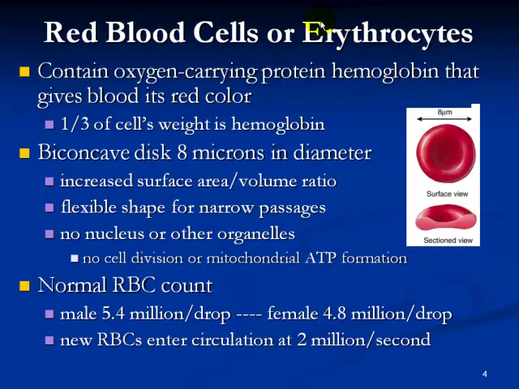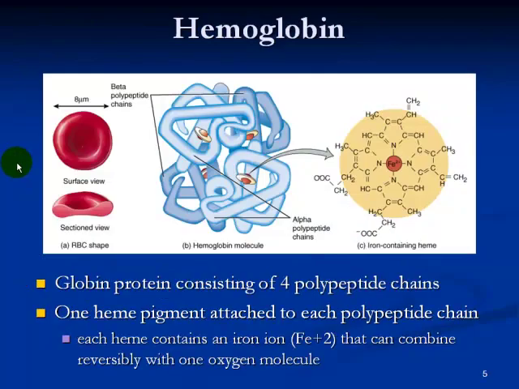The red blood cells, otherwise known as erythrocytes, these are the ones that contain the oxygen-carrying protein hemoglobin, and that gives blood its red color. It's about a third of the cell's weight. And these are biconcave discs, and what's important to remember is that the increased surface area to volume ratio provides a way to carry a lot more oxygen. It's got a very flexible shape for narrow passages through capillaries, and it has no nucleus and no other organelles. It can't do cell division or mitochondrial ATP formation, nothing. It just carries oxygen and carbon dioxide.